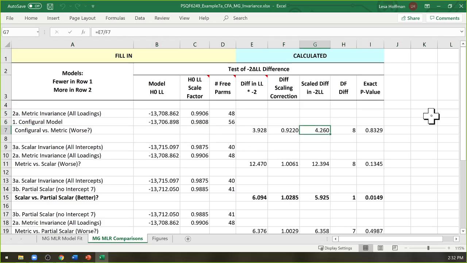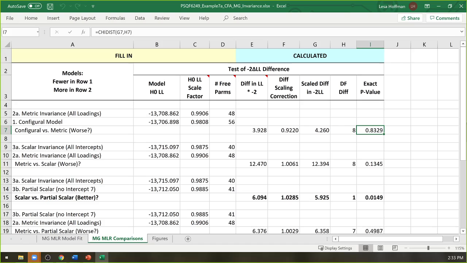So my test statistic right here is 4.26 on 8 degrees of freedom. Gives me an exact p-value of 0.84. So what do I find? A non-significant test statistic is telling me what about me constraining the loadings? Okay to do that? Not okay to do that. Yeah, I didn't make it worse.